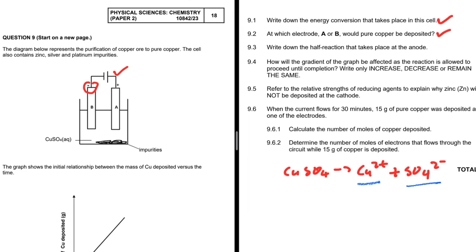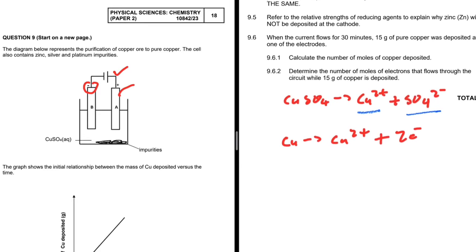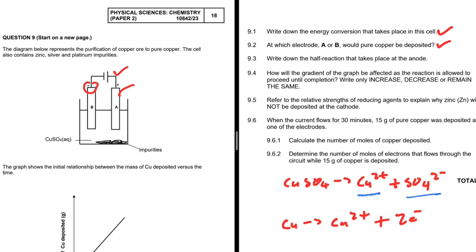Write down the half reaction that takes place at the anode. At the anode, we have oxidation of copper. So we're going to have copper turning to Cu2+ plus 2 electrons at the anode. This is at electrode A. At electrode A, we're going to have copper becoming Cu2+ plus 2 electrons. There we go.